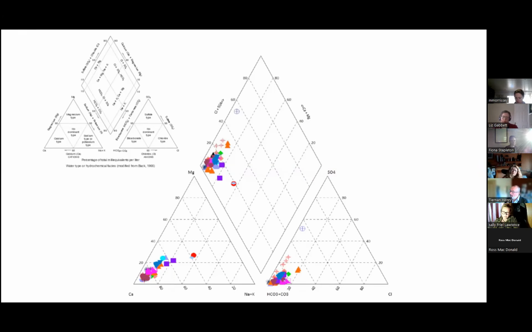So, we plot them on these types of diagrams. And again, don't worry about what these are. This is the key bit in the middle, the kind of diamond shape bit.